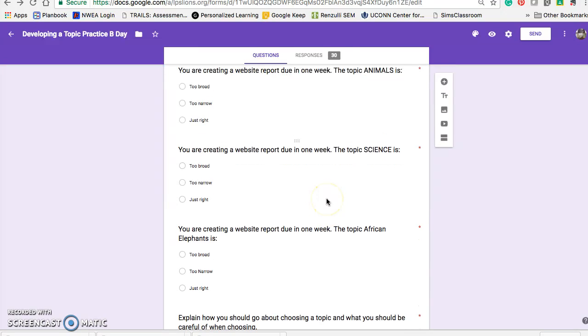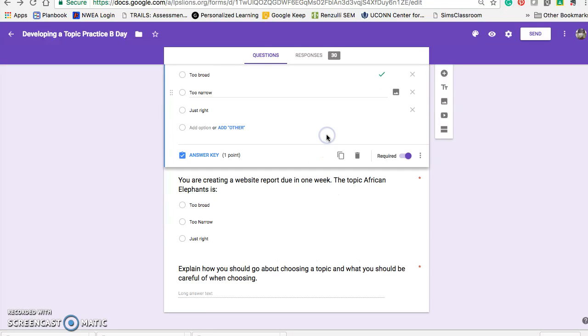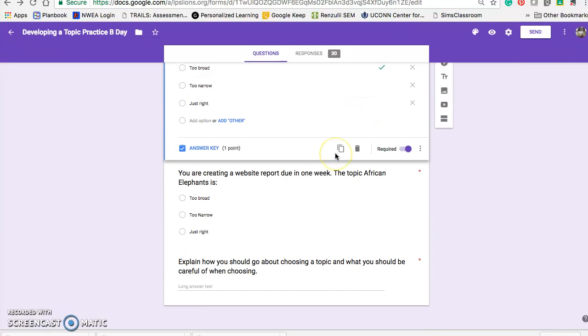Next question is, you are creating a website report due in 1 week. The topic science is, again, the same type of thing. You cannot talk about everything within science in one website report. Think of how many pages you would have to have. I mean, just go Google science and see how many results you get back. You're going to want to get more specific and look at a specific scientific topic. So this answer is, again, too broad.